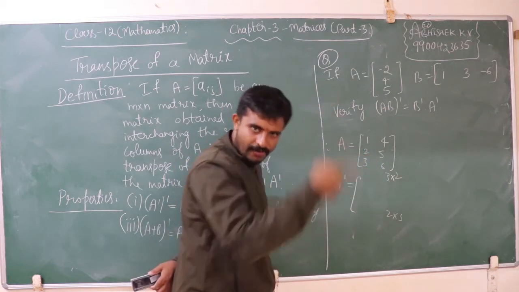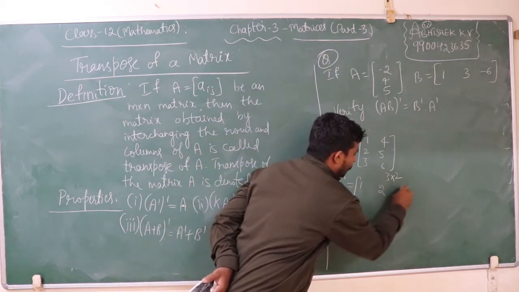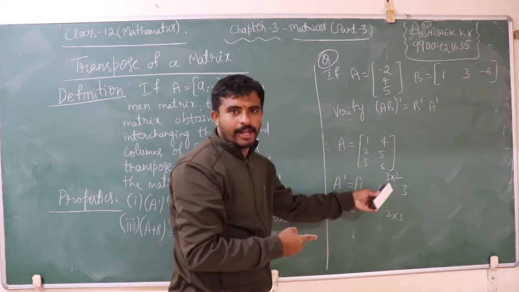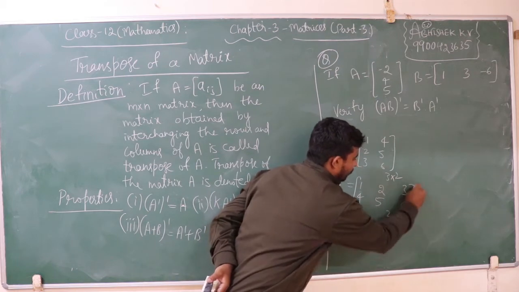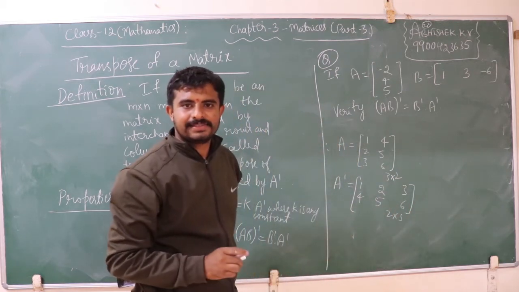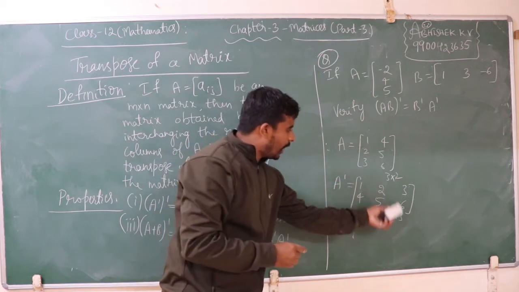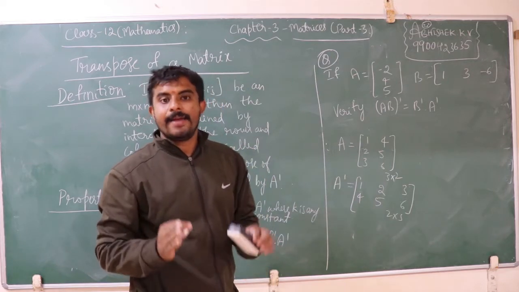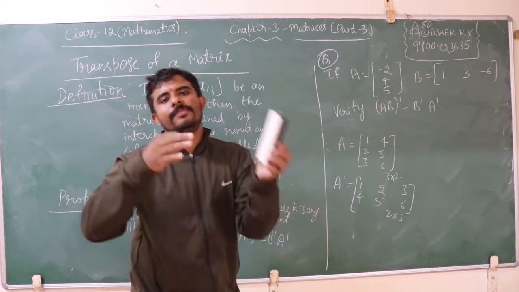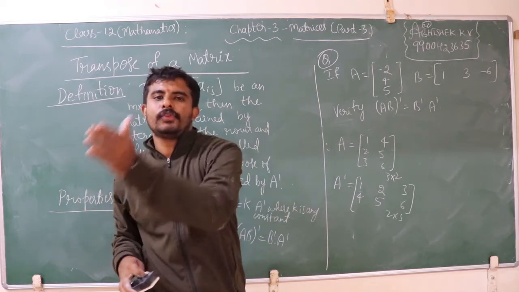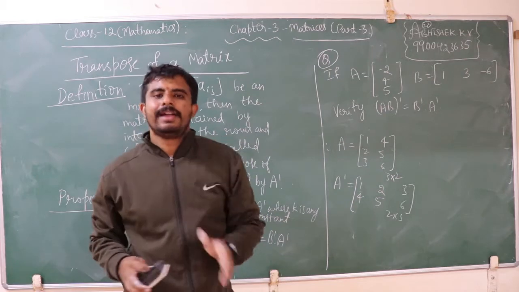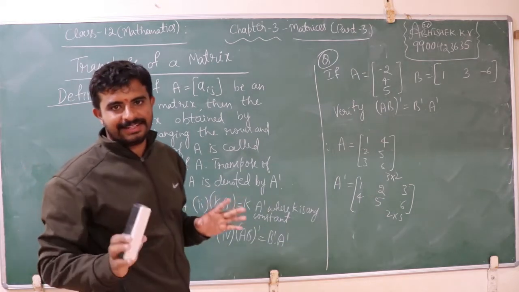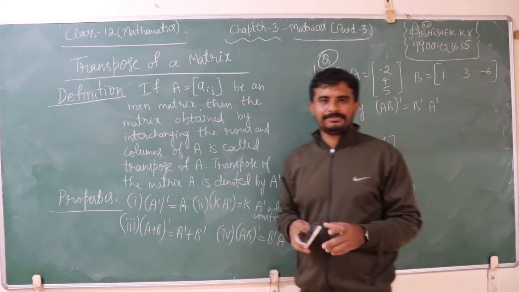See, transpose of this matrix: 1, 2, 3 is in the first column, it changes to first row, 1, 2, 3. Second column changes to second row, 4, 5, 6. Therefore, in A transpose, the order of the matrix A changes. Columns change to rows, rows change to columns. By interchanging the elements of rows to elements of columns and elements of columns to elements of rows, that is nothing but the transpose of a given matrix A. I hope you are getting this. Please note down the definition.